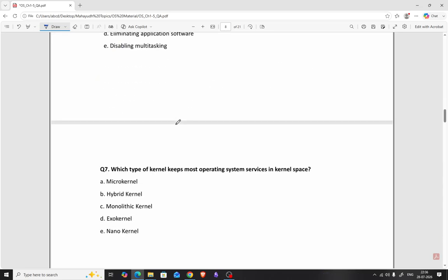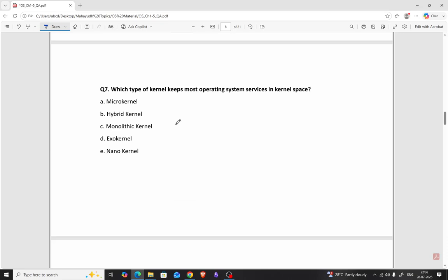Next question. Which type of kernel keeps most operating system services in the kernel itself? We have read about 3 types of kernels: microkernel, hybrid and monolithic. The answer will be monolithic kernel. In a monolithic kernel, most of the services are kept inside the kernel itself.